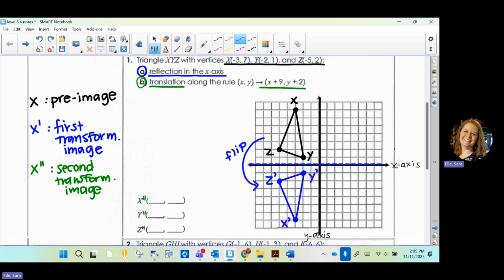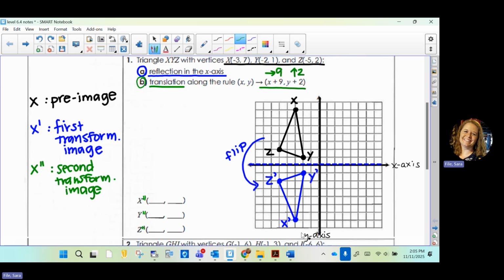Remember, X is the left and right axis. So what do you think plus 9 means? What direction? To the right 9. So I'm going to go right 9, and Y plus 2, what does that mean? Up 2. So I'm going to slide each of my points right 9, up 2 from the blue triangle.